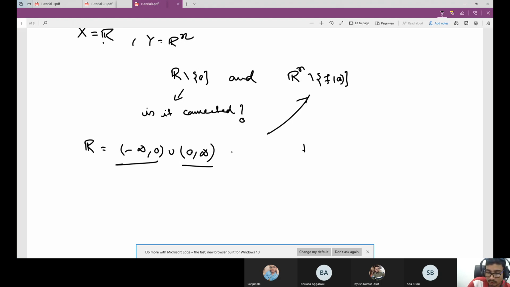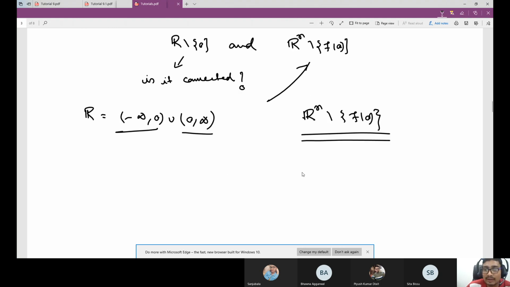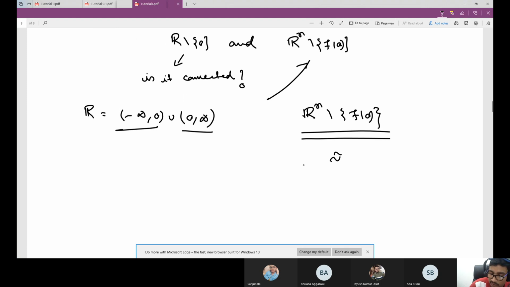Why is R^n minus a single point connected? See, R^n minus a single point is again homeomorphic to R^n minus 0, where 0 is the n-tuple of zeros, right? Now this is in fact path connected.